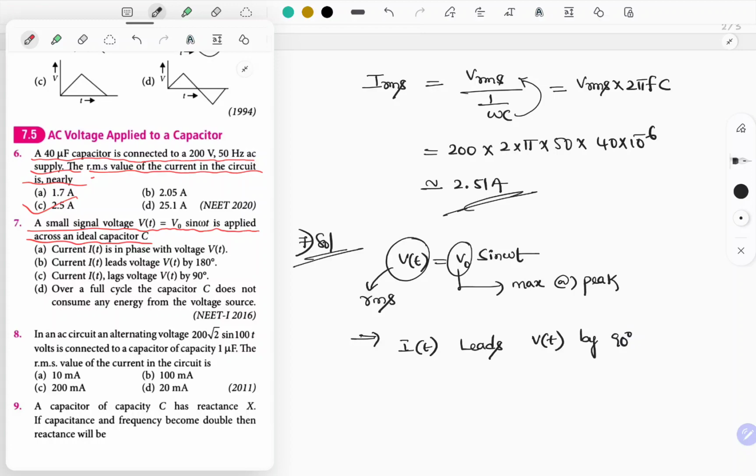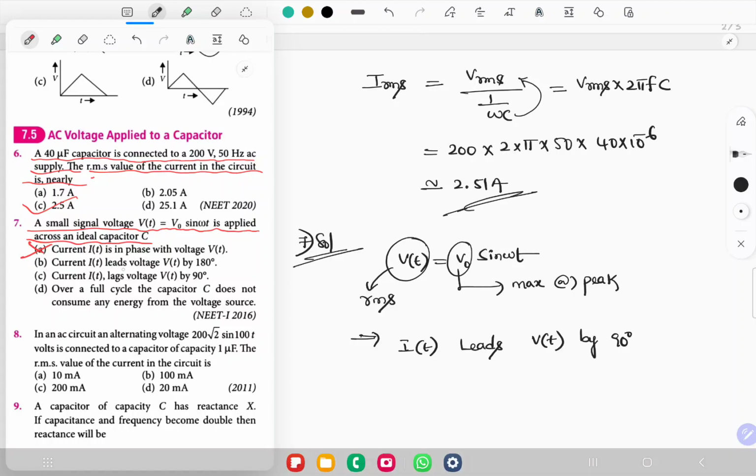Are you guys following? Let me read out all the options. Current I of t is in phase with the voltage. No, it is not the correct answer. Current I of t leads voltage by 180. No, it leads by 90 degrees. Next, current I of t lags voltage by 90 degrees. This is also a wrong answer. Now we are left with only one option, which is the correct answer.